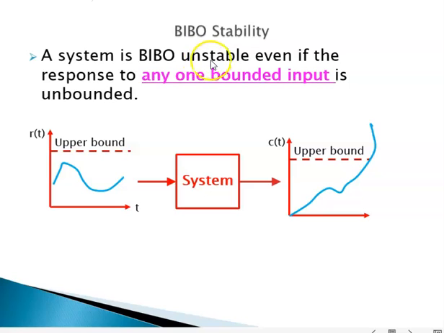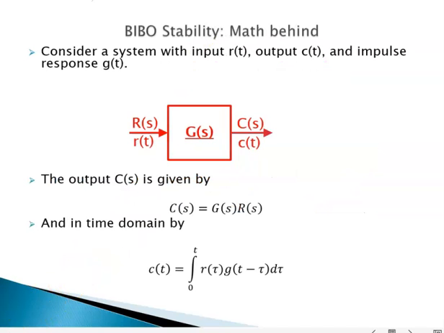It is BIBO unstable. We'll try to make it more rigorous by looking at the math behind. Consider a system G(s) with input R(s) and output C(s), in time domain r(t) and c(t). For that you can give the output and input relation as output is equal to transfer function multiplied by input. And if you take the inverse transform, we will come to this convolution integral.